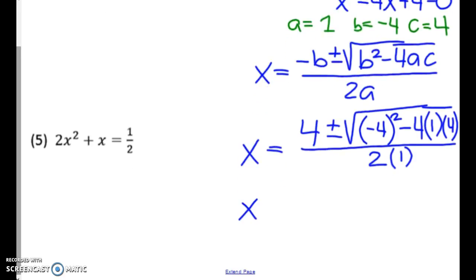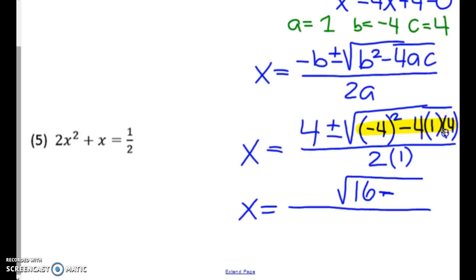So now let's begin to simplify this some more. Once again, the first thing that I would simplify in any of these problems is the part under the radical. And so the first thing is you've got to take negative 4 squared. Negative 4 squared is negative 4 times negative 4. B squared should always be a positive number, and so that's a positive 16. Now I'm going to have minus, and then 4 times 1 times 4. Well, 4 times 1 is 4, and 4 times 4 is 16. So I get 16 minus 16.